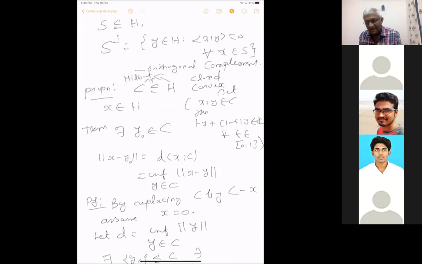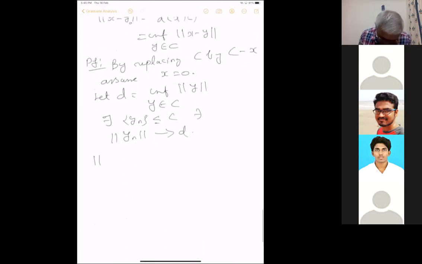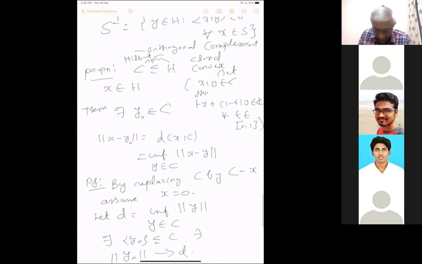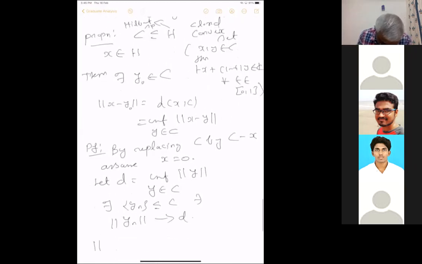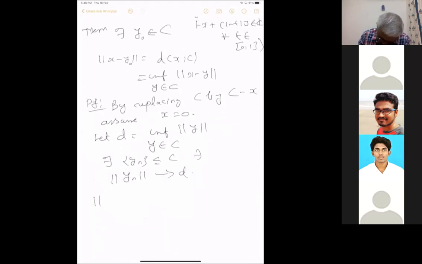Of course, if you have a non-closed subspace, this will not work, right? So you need it to be a Hilbert space. What I said is that to define the orthogonal complement, you don't need a Hilbert space. But if you want to prove this theorem, then you need a Hilbert space, right? So I want to prove that this Yn is actually a Cauchy sequence, okay?